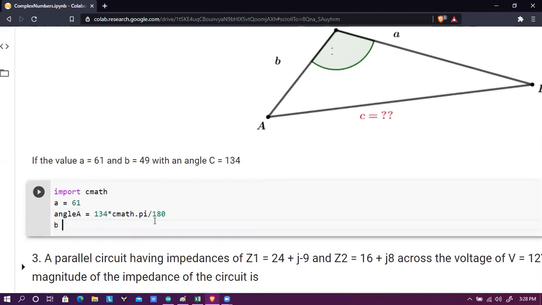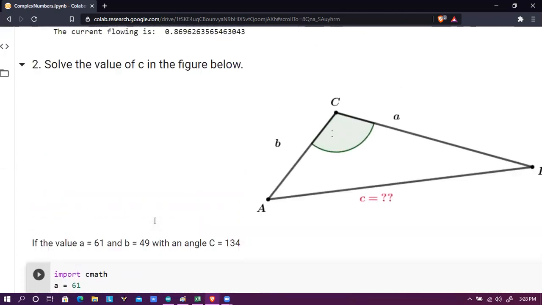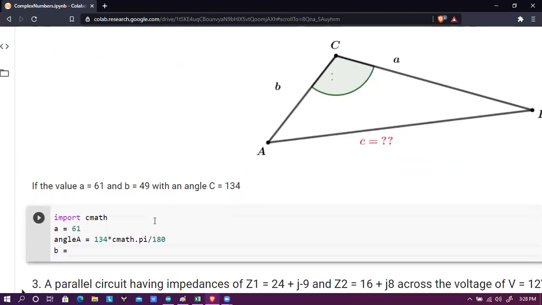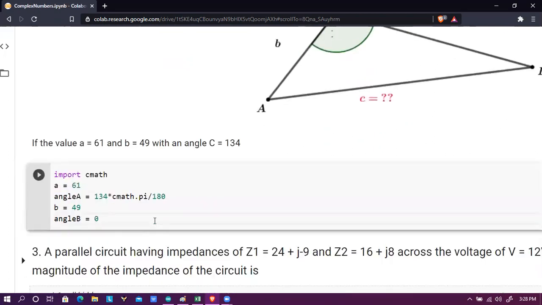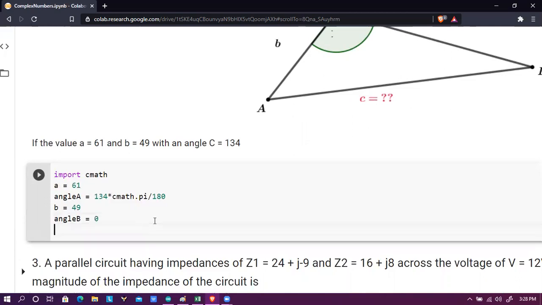Now let's have B. So B will have 49 angle of 0. So angle of B is equal to 0. So why 0? Because we let B now be your x-axis.